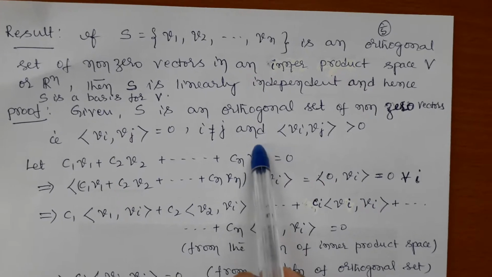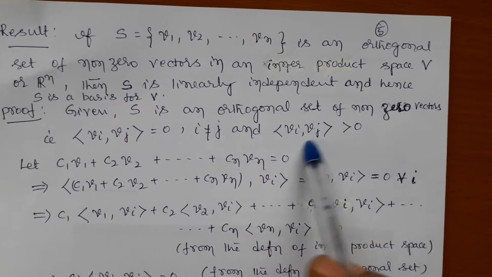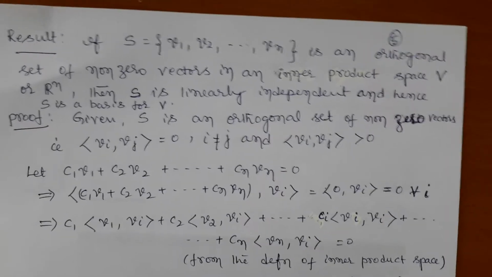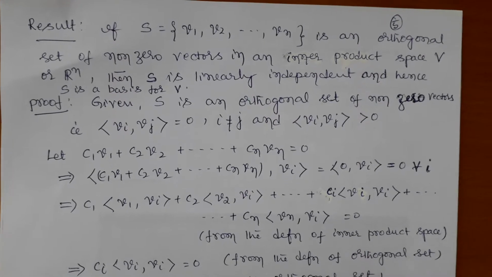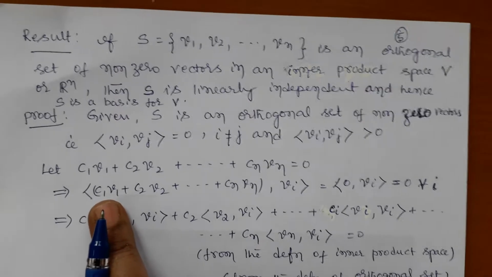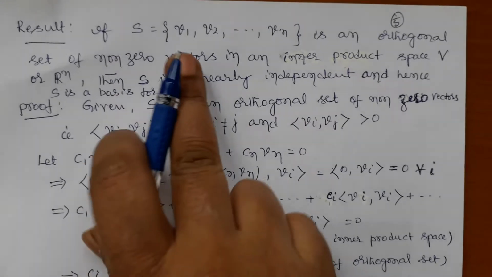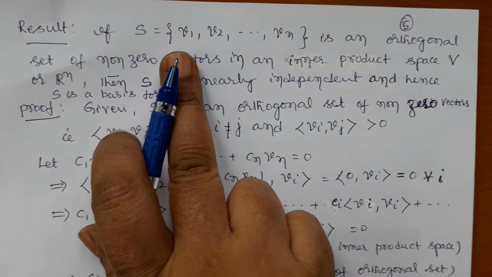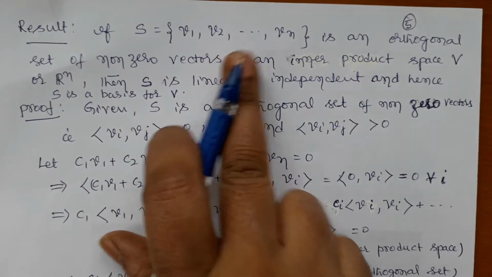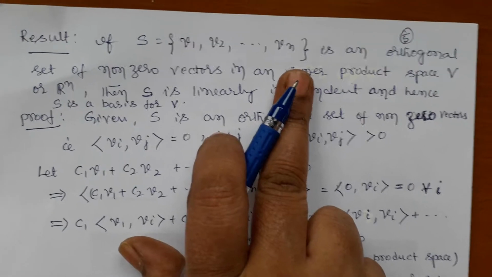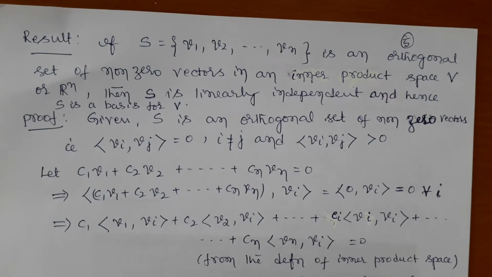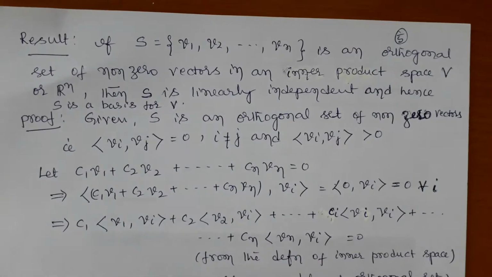And then the inner product of vi comma vj must be greater than 0, because these are non-zero vectors. Now I have to consider the meaning of linearly independent. I have to write a linear combination of these vectors, say c1 v1 plus c2 v2 plus etc. cn vn equal to 0. Then I have to show that each ci must be equal to 0. Then we say that these vectors are linearly independent.